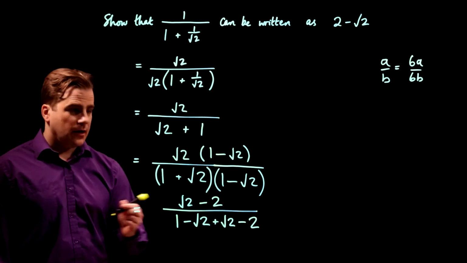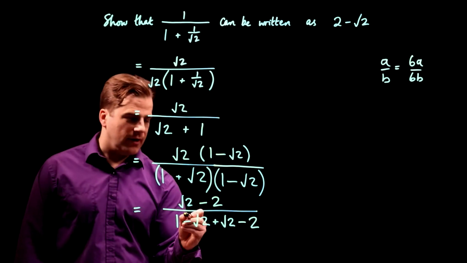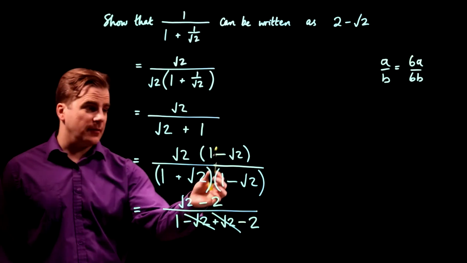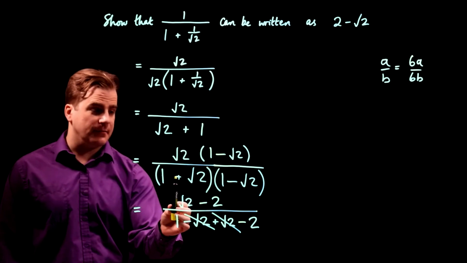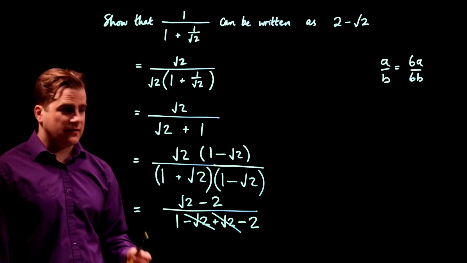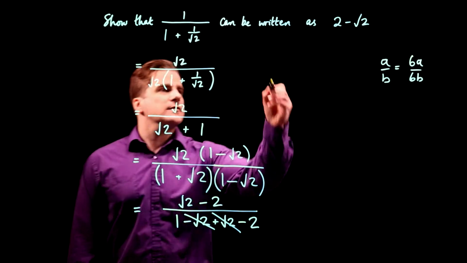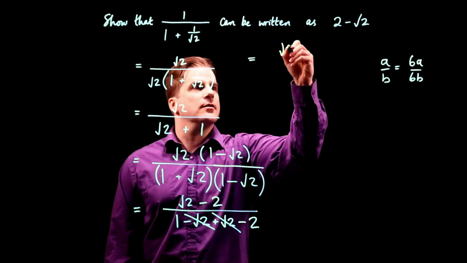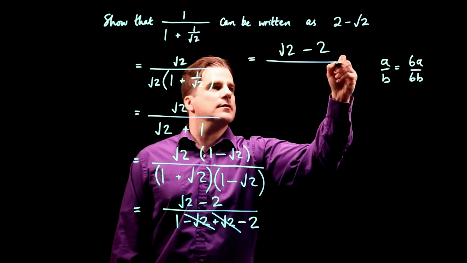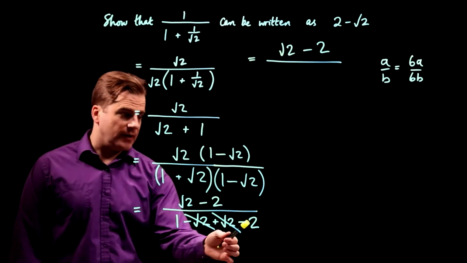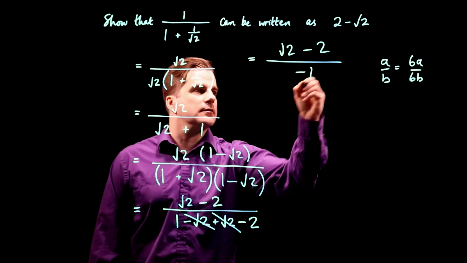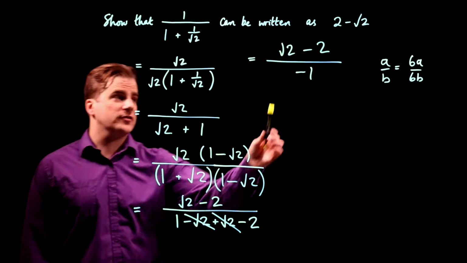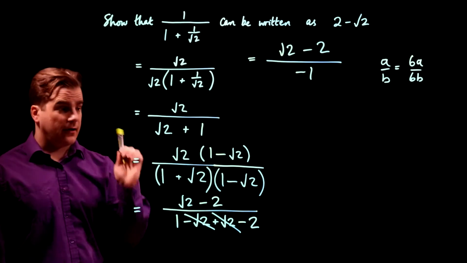And look what's happened. We've got minus root 2 plus root 2. The surds cancel out. So that's why we multiply top and bottom by this minus that. It's to kill off the surds. So what we're left with is root 2 minus 2 on top, and on the bottom it's just 1 minus 2, which is minus 1. You see, we've just got normal numbers on the bottom, no more surds. Clever trick, remember it.